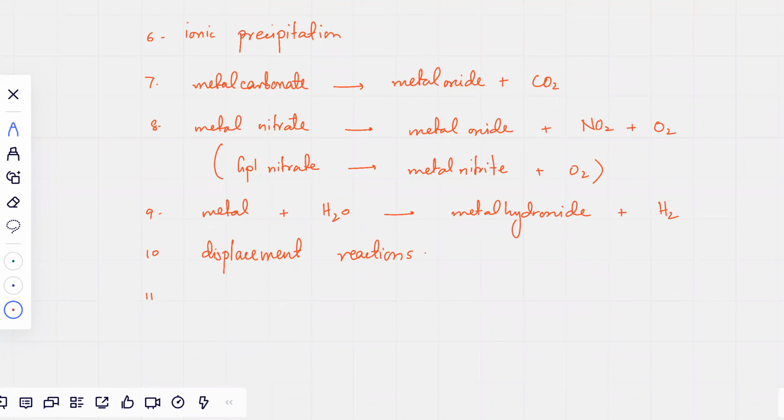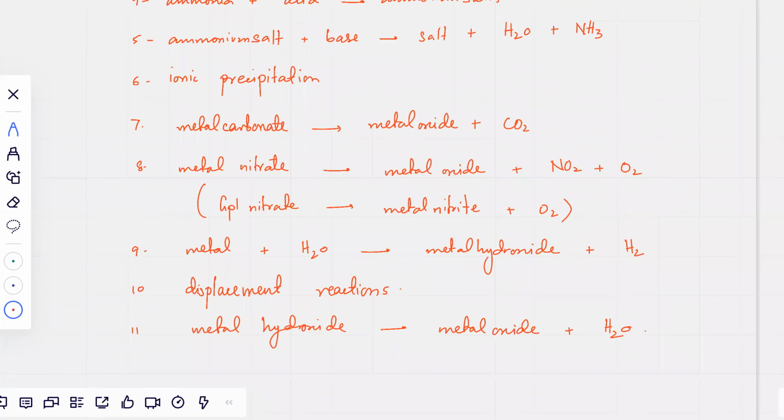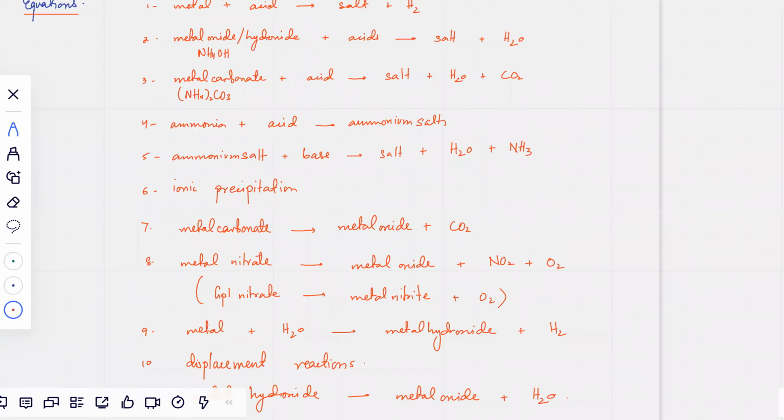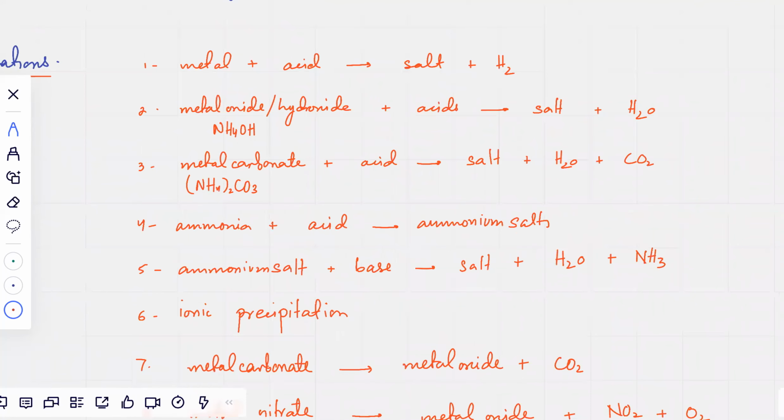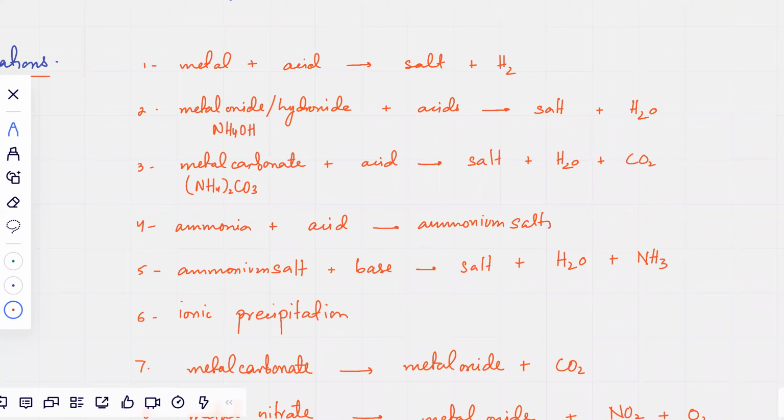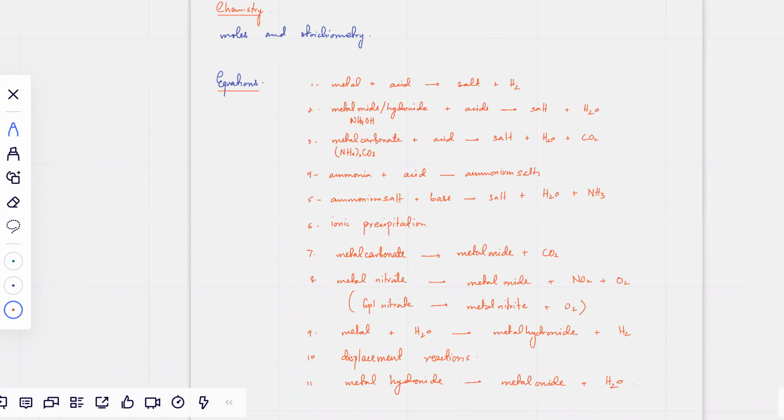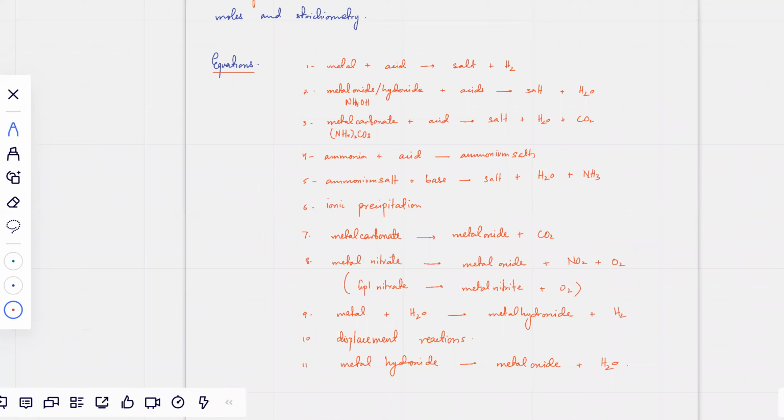So a metal hydroxide would decompose to form a metal oxide plus a water molecule. So I think that's enough for now. We have 11 reactions which you studied in O levels: metal plus acid, base plus acid, carbonates plus acid. You need to know each one of them. They should be on your fingertips. You should know how to make those reactions. So I'm going to start with the very basics. This is just the summary of what we're going to target.